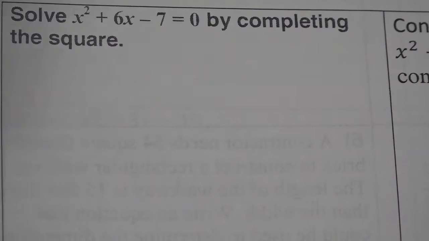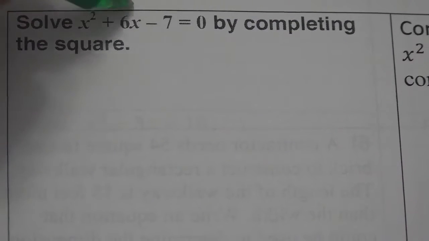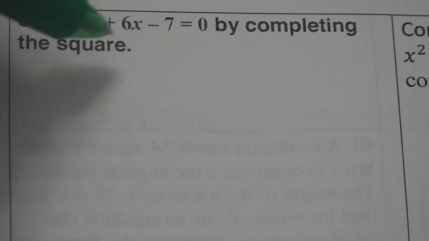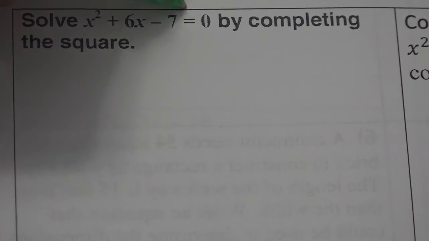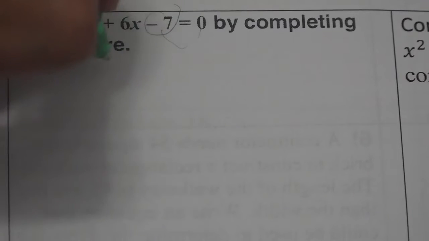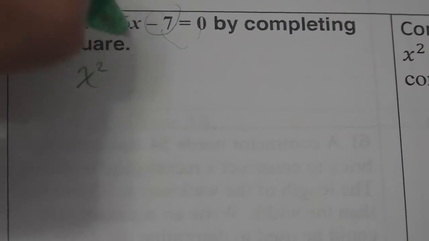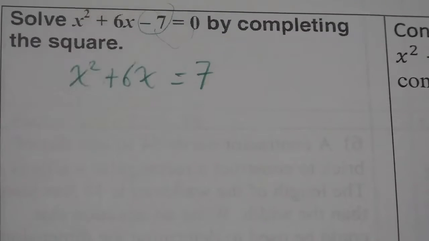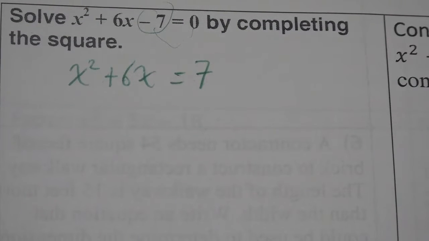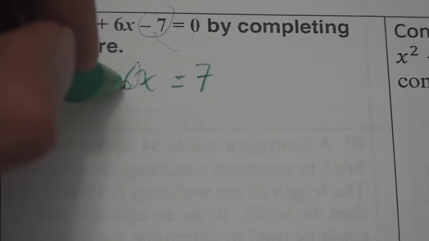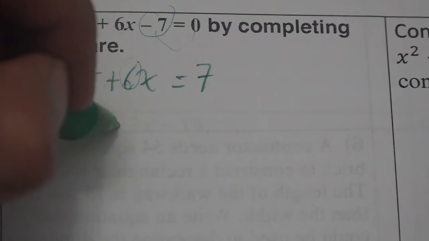I have this problem right here. I think we did it before by factoring, but now we're going to do it by completing the square. It says, move the loose number to the other side. Those are the rules. So I'm going to write x squared plus 6x equal to 7. Then it says, take the linear term, so 6, take half of it, that's 3.